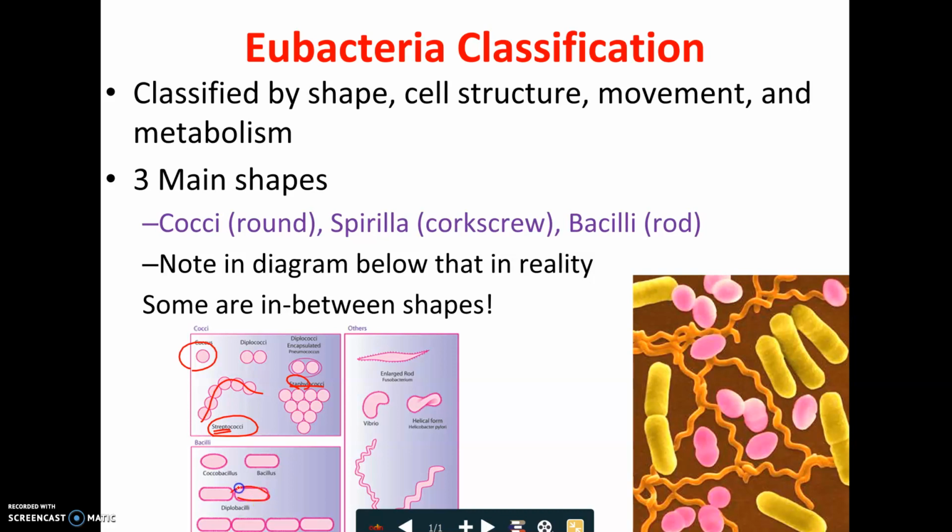This is bacilli, so they are rod-shaped. And then really just know this one, spirilla. Again, there are other shapes in between, but this is the spiral shape that we were talking about. So spirilla is that shape.